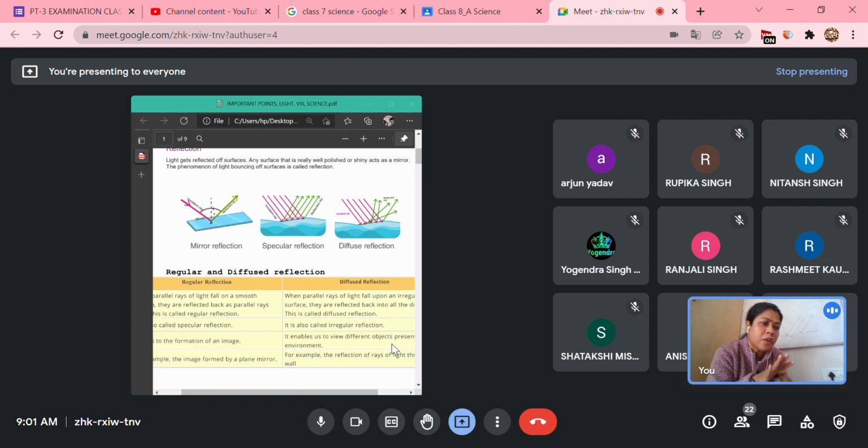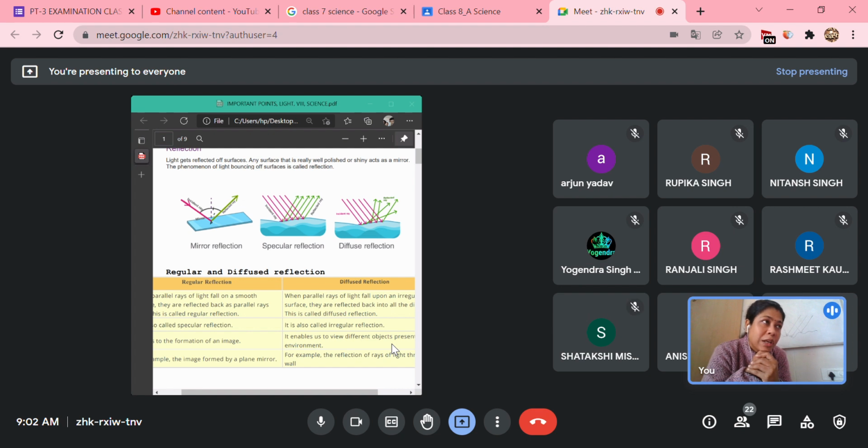So what is the utility of diffuse reflection? Is there any need of diffuse reflection? Do you need to have this, or is it unnecessary? Any idea? We have seen that in regular reflection we can see our image clearly on a mirror or any smooth reflecting surface. But is there any importance of diffuse reflection? Satakshi, anyone?